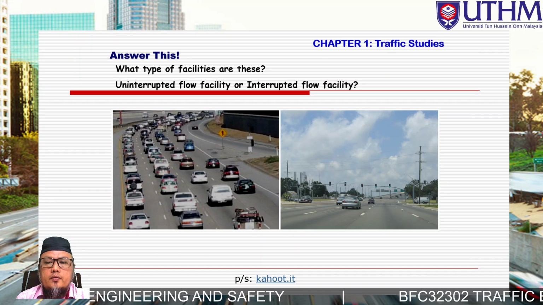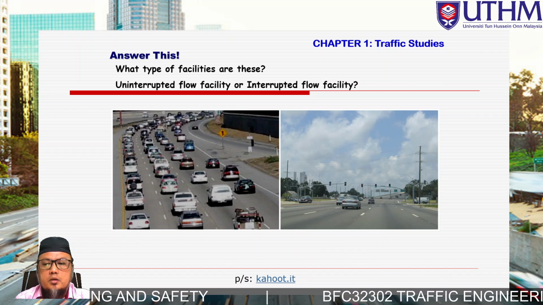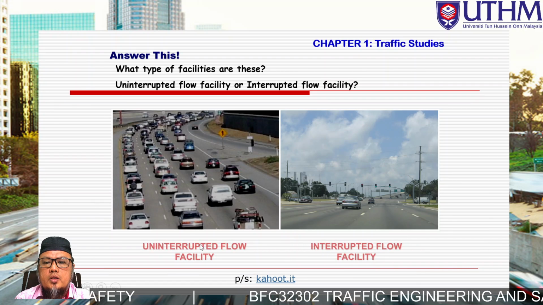Okay, good. We have covered this activity using Kahoot. Congratulations to those who won. Okay, now we move to the explanation.